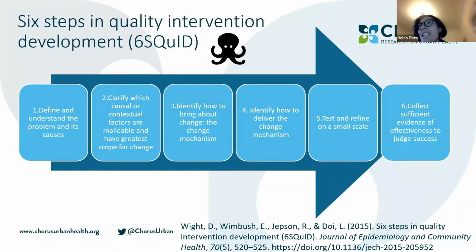And then 5 and 6 are a lot like the CHORUS stages 4 and 5, around really starting to implement on a small scale maybe, and then trying to collect evidence around feasibility, and then eventually evidence of effectiveness to judge success. So at the moment, we are really focusing on 2, 3, and 4 in our co-design phase.